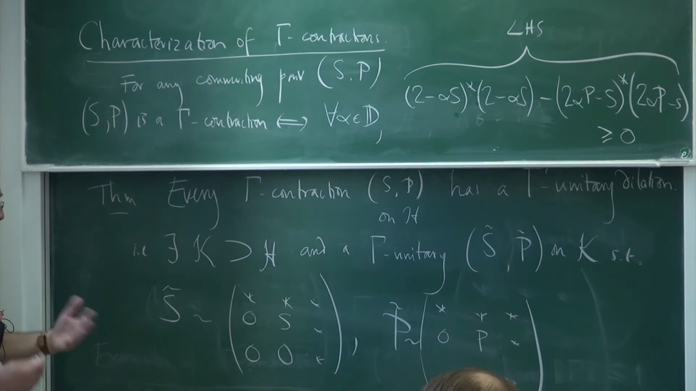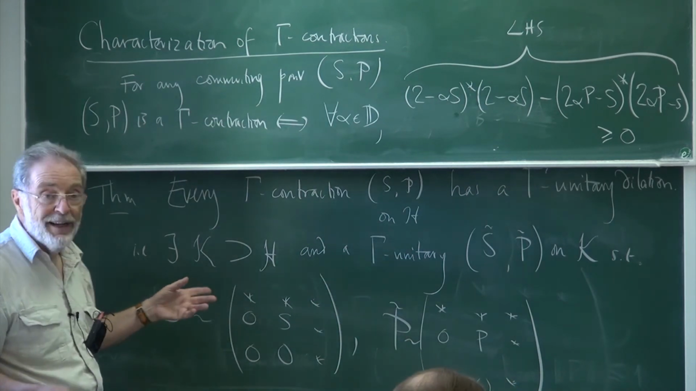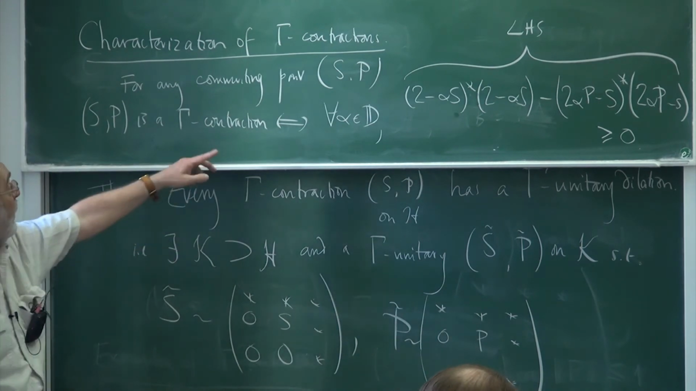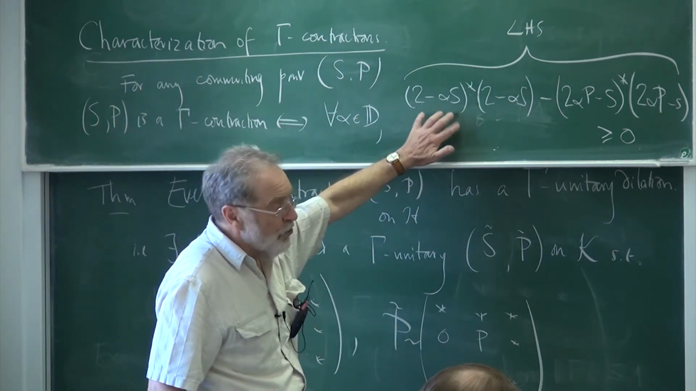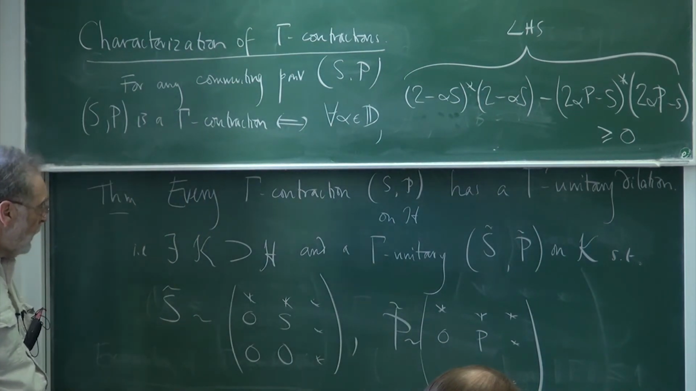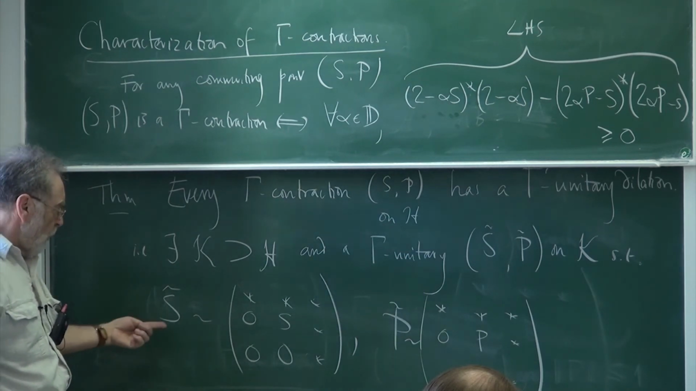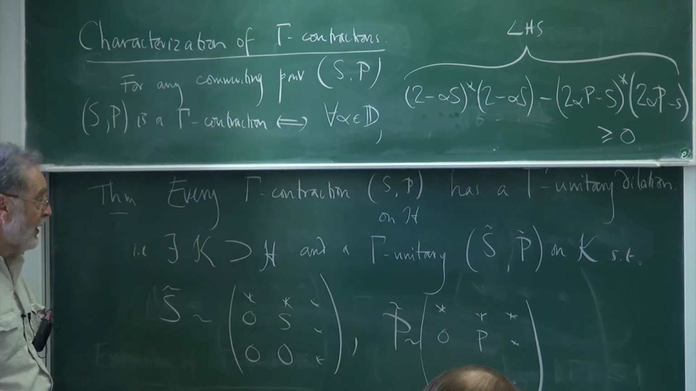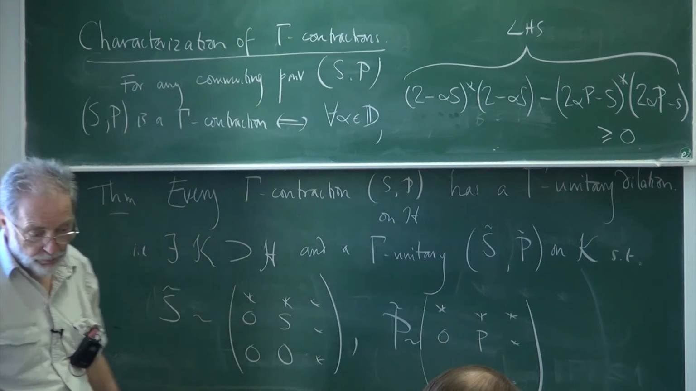But of course we're assuming much more about (S, P) than that S commutes with P. We're assuming it's a gamma contraction. We're assuming this holds for all alpha in the open disk. And so you've got much more to play with. And in fact, we did construct a gamma unitary dilation in this form.